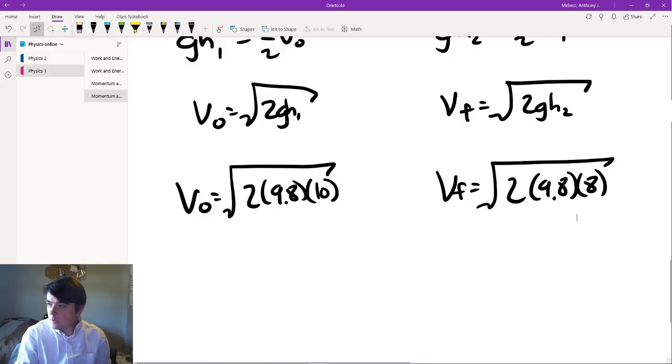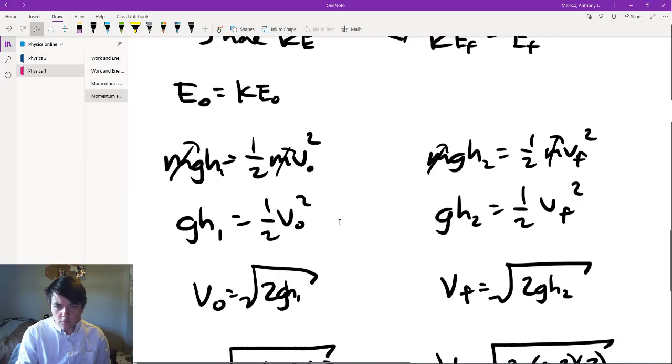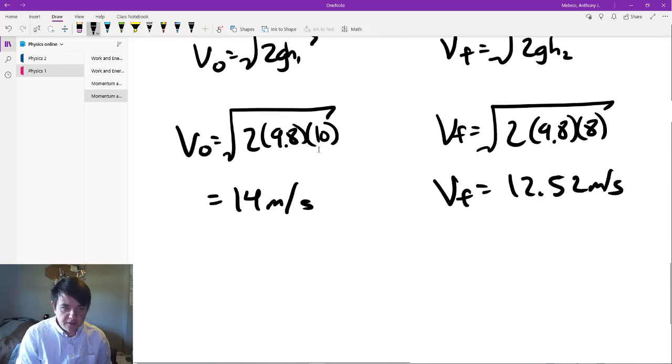Okay, so the numbers on that are this: the initial velocity is 14 meters per second, and the final velocity is 12.52. Okay, so now we have our initial and final energy.